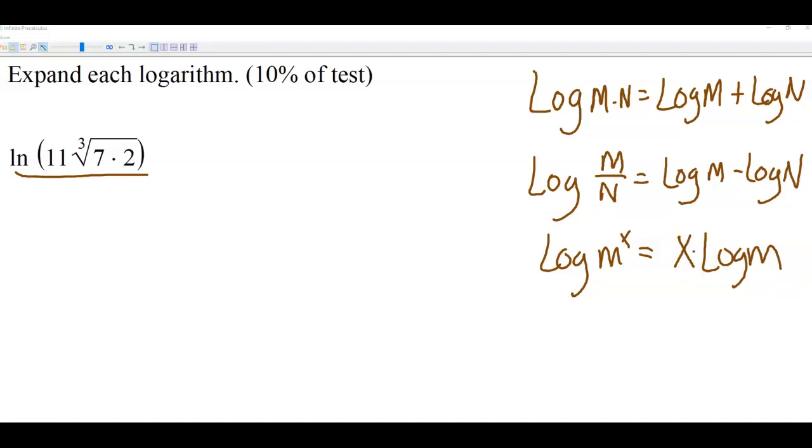Before we start applying those properties, though, we want to do what we usually do, which is we want to rewrite those roots as fraction powers.